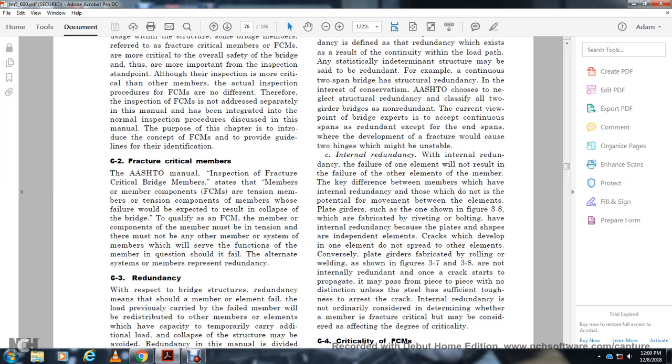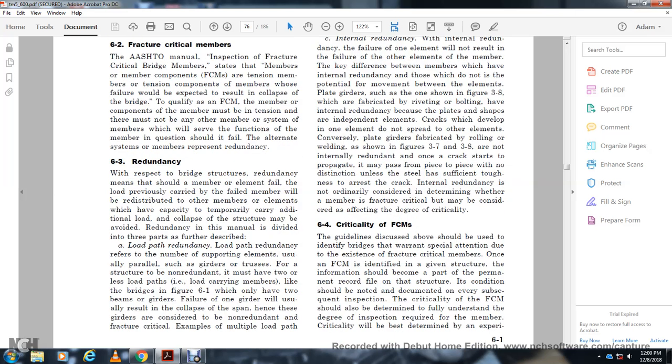Conversely, plate girders fabricated with rolling and welding, as shown in figures 3.7 and 3.8, do not have internal redundancy, since cracks may propagate through the whole piece with no distinction unless the steel has sufficient toughness to arrest the crack. The internal redundancy is not ordinarily considered in determining whether the member is fracture critical, but must be considered as affecting the degree of criticality of the fracture critical members. The factors discussed above should be used to identify bridges that warrant special attention.